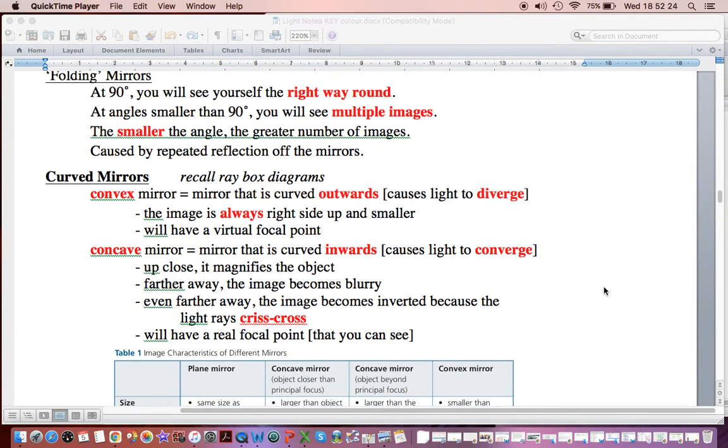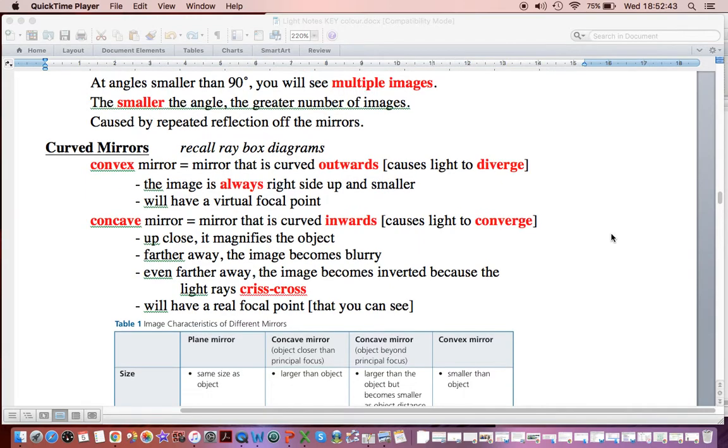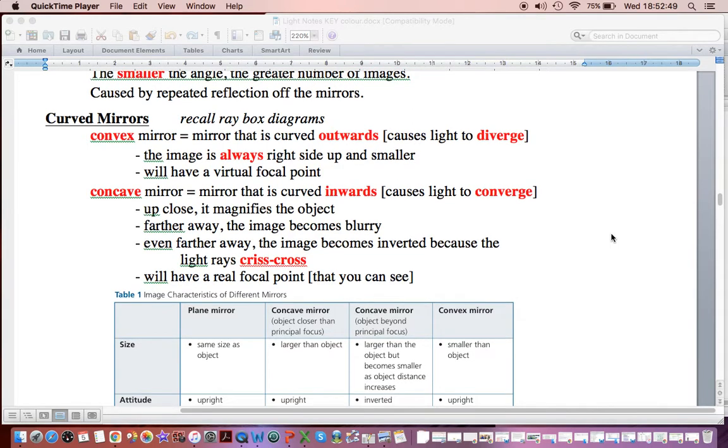Once we hit B4, we move to curved mirrors. Convex are the ones that bulge outwards, and since they cause light to spread outwards, they are called a divergent mirror as well. And the image is always going to be right side up and smaller, and it has quite a few interesting uses, like in a side car mirror and in store mirrors and things like that, to see if people like me are shoplifting.